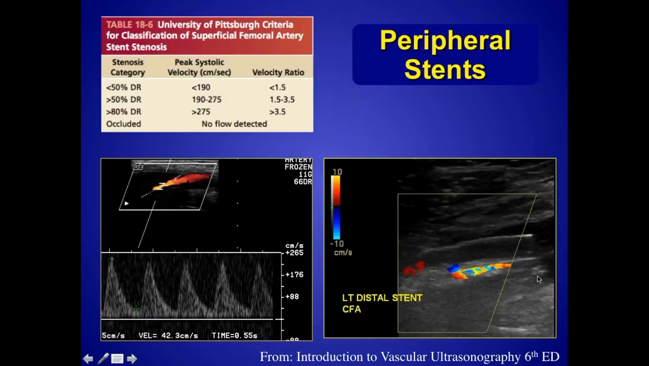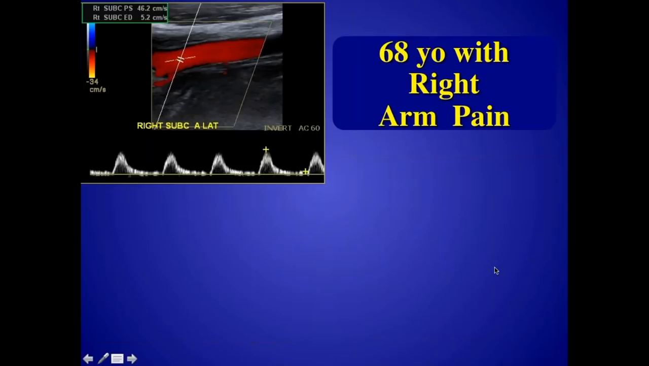And here's an example of a patient with a thrombosed stent. Here you can see the stent filled in with low-level echoes. There's no flow, and we see a collateral. One thing to remember is we can use the same criteria when we evaluate the upper extremity.